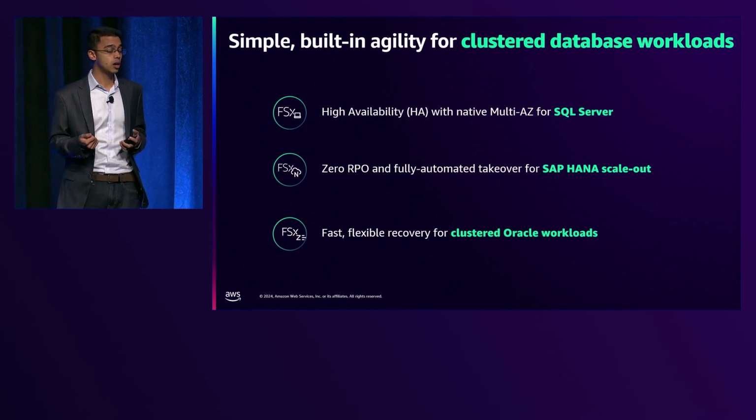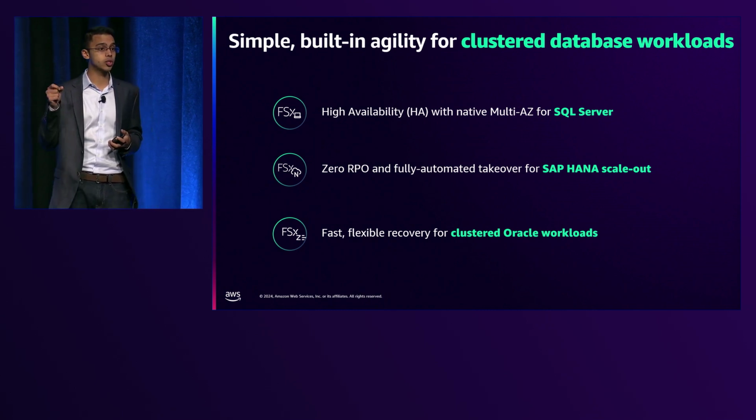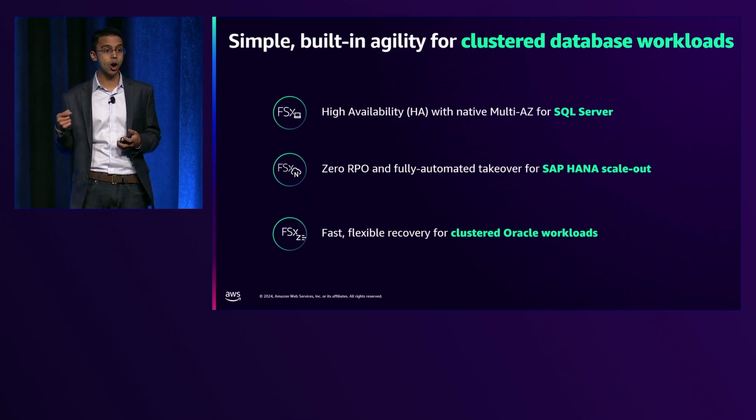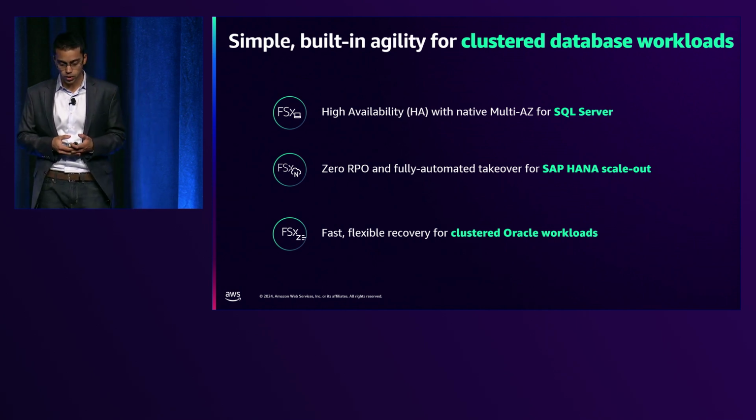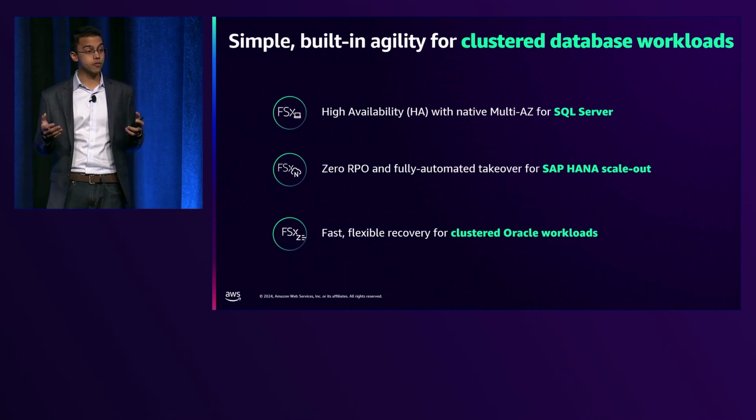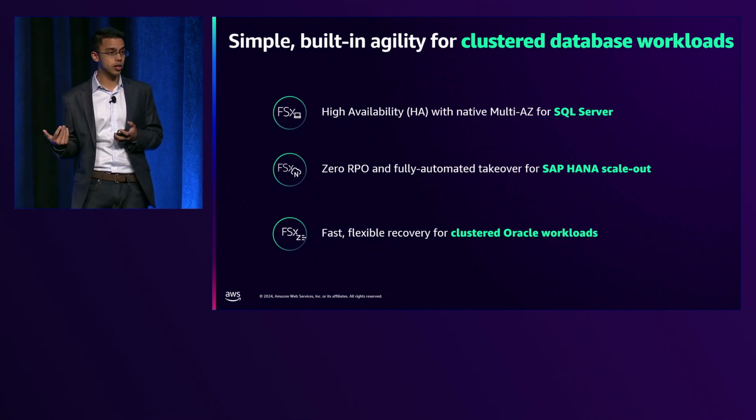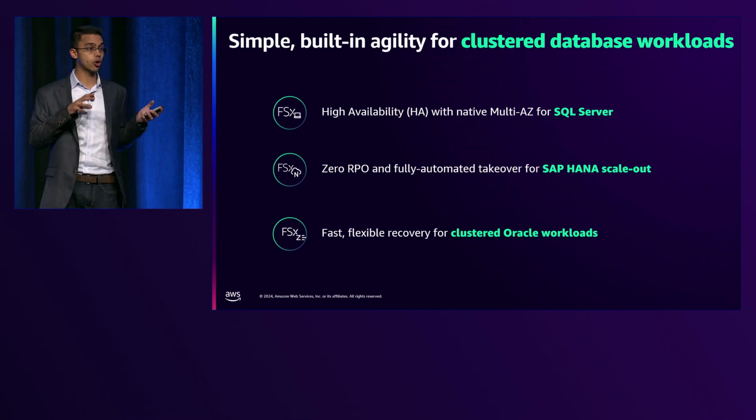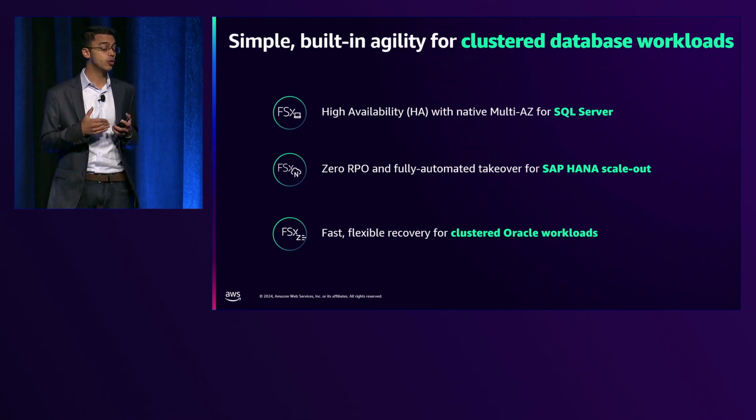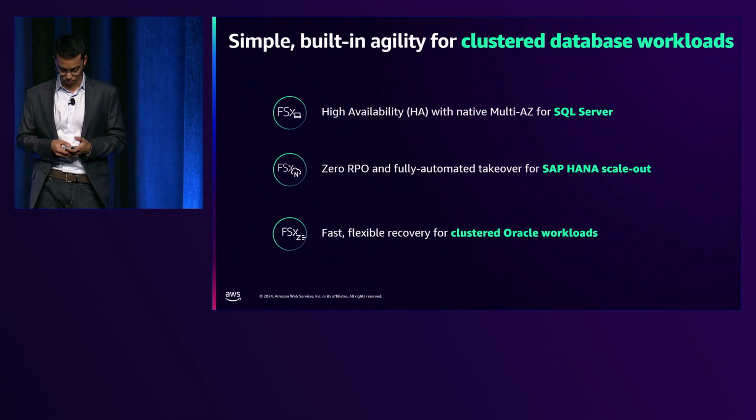For SAP HANA, FSx ONTAP is the only certified solution for SAP HANA Auto Takeover, which allows you to achieve a 0 RPO and a fully automated takeover if one of the SAP HANA database nodes goes down. And FSx OpenZFS, by providing those snapshots and cloning, enables you to achieve fast and flexible recovery for clustered Oracle workloads, being able to recover a new database within seconds, even as the size of your database scales to hundreds of terabytes or even up to a petabyte.